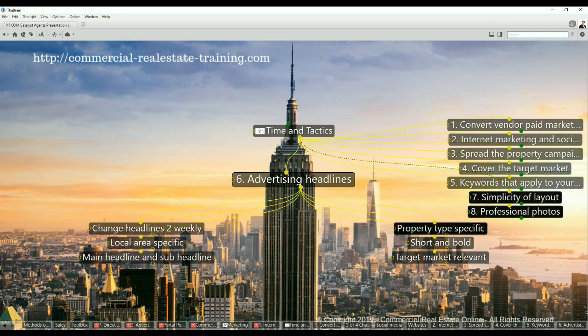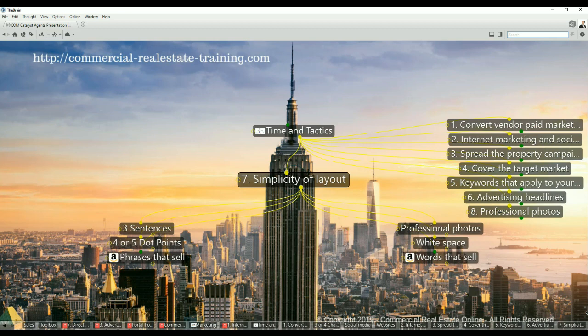So let's go further. Simplicity of layout. What do you need to think about here? Well, it's a proven fact that adults, when they read an advertisement, don't like complexity. In fact, they won't read a very complex advertisement. So you need to do something with that to make your advertisement for your listing more readable, more attractive. What would you do? Try some of these.